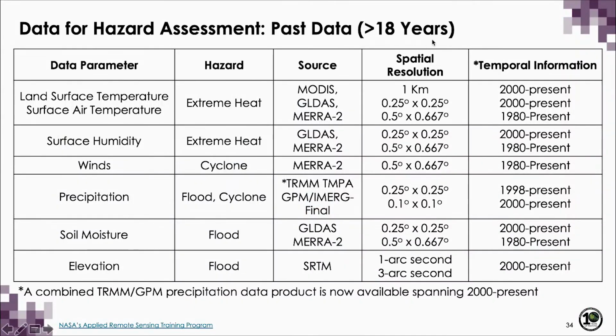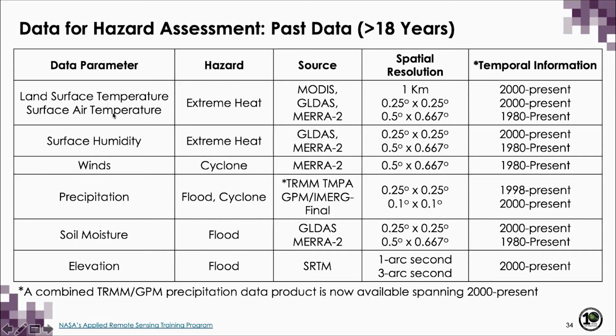They're available for more than 18 years, and we're going to focus on 3 hazards, as I mentioned earlier: extreme heat, cyclones, and flooding resulting from extreme precipitation systems or cyclones also. These are the parameters listed here. Sources of this data are listed here, and spatial and temporal information is provided in these 2 columns. Please note that all the acronyms given here are defined at the end of this presentation slides, and you can review them. We will briefly go over the table.